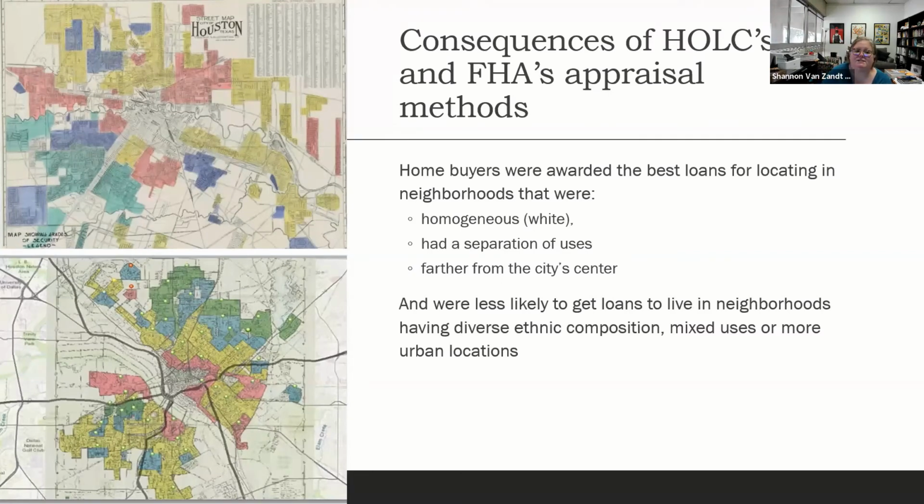So on the left-hand side of this screen, you're looking at two HOLC maps. The one on the top is Houston, and the one on the bottom is Richmond, Virginia. And I chose Houston, of course, because Houston is always my topic of study. Richmond I have here for a couple of reasons.